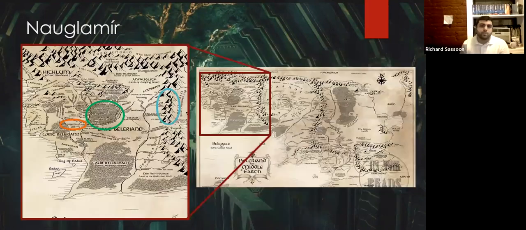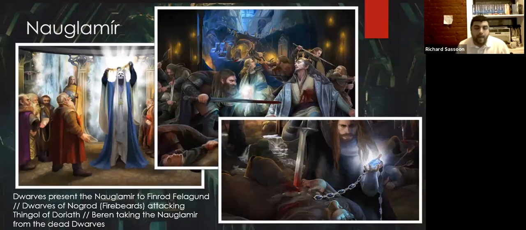So now we're going to talk about the story of the Nauglamir. Nargothrond and the Blue Mountains we know. And in the green is the Elven Kingdom of Doriath. The Elven Kingdom of Doriath is ruled by King Thingol. So the story goes as this.